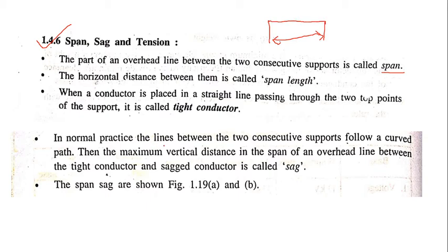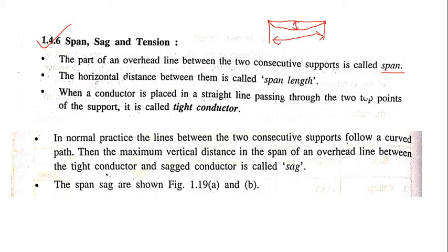But in normal practice, the line between two consecutive supports follows a curved path. Then the maximum vertical distance in the span of the overhead line between the tight conductor and the sagging conductor is called the sag. So we have the original conductor, or we can say the practical conductor, looking like this, and the difference between these two is called the sag.